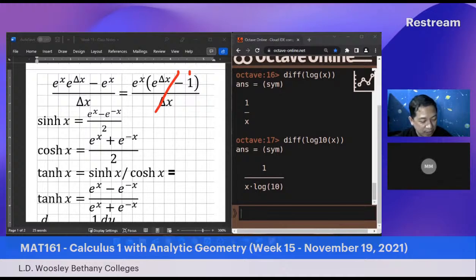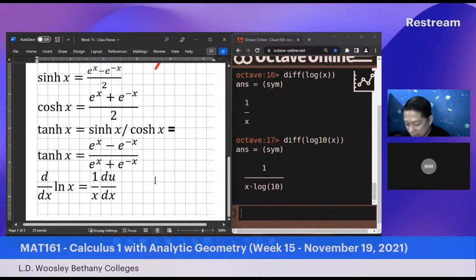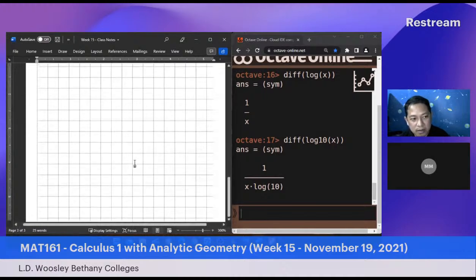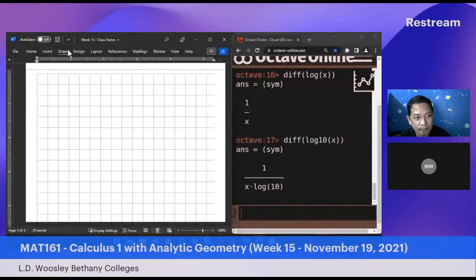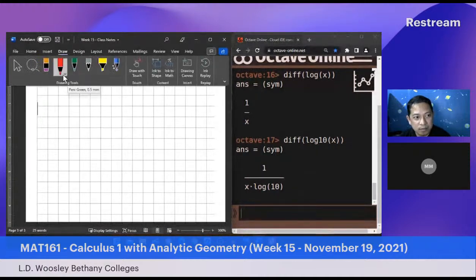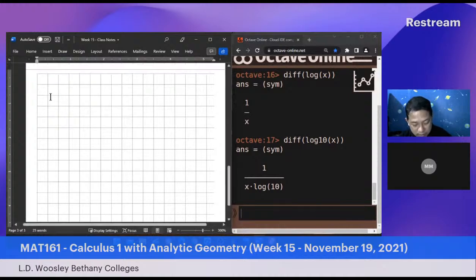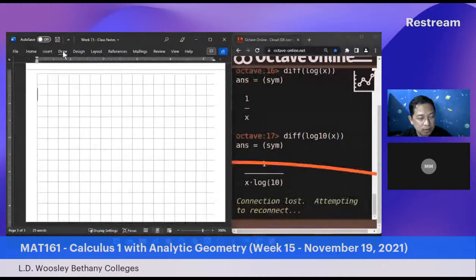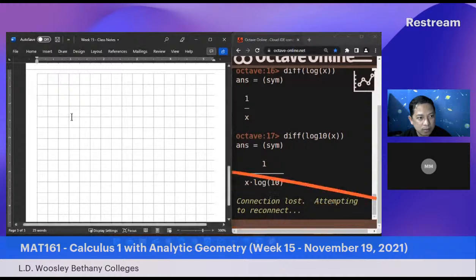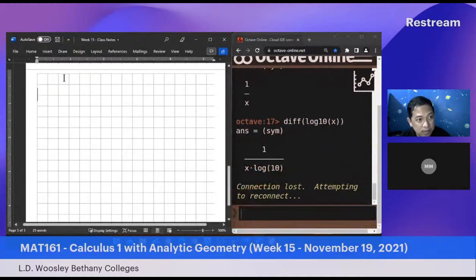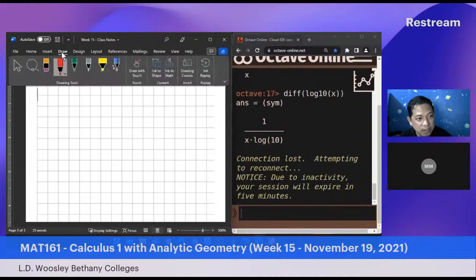Okay, sige. Punta tayo dito sa maxima minima. Ito kasing application ng calculus. So we need to recognize its application. Okay, so I will draw again. Hopefully this will be a good drawing.